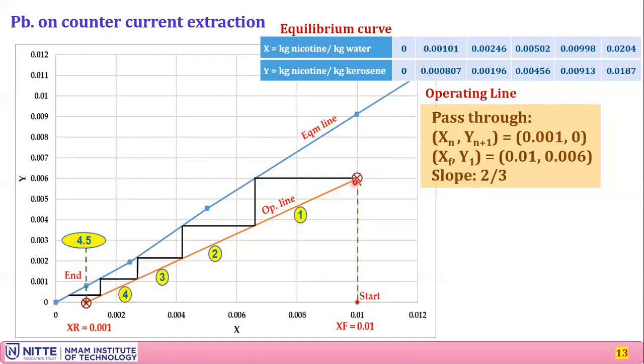The orange line is the equilibrium line, sorry, operating line. Then start from the xf value, end at xr, that is, raffinate concentration is 0.001, feed concentration is 0.01. So start from here, move up to the operating line, then move to the equilibrium line, then again move on. So this is the equilibrium composition 0.006, and the value corresponding over here will be the exit concentration of stage 1, raffinate concentration, extract concentration.